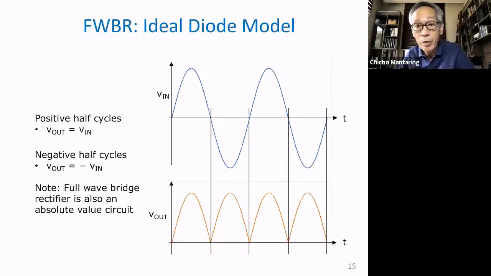Positive half cycle, Vout is equal to Vin. Negative half cycle, Vout is equal to negative of Vin. Okay. Your full wave bridge rectifier, you also call that an absolute value circuit. Bakit? Because with ideal diodes, the output is always the absolute value of the input. In other words, kahit na anong polarity ng input natin, yung polarity ng output natin will always be positive. So ang full wave bridge rectifier, ginagamit din yan as a polarity corrector.